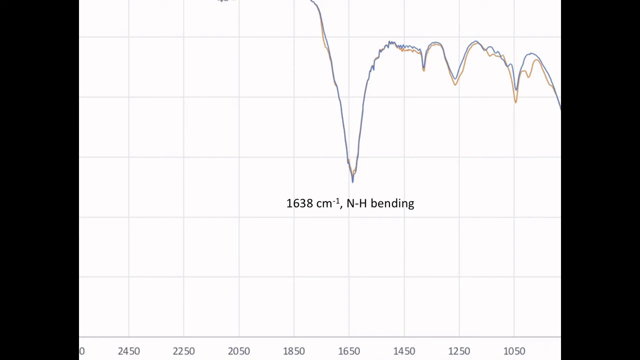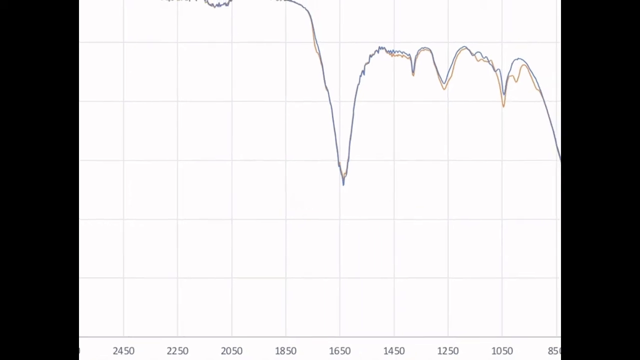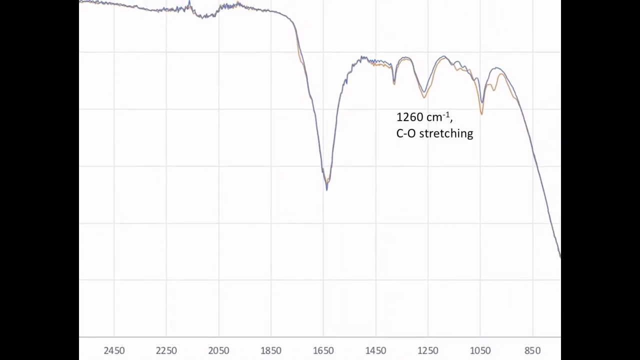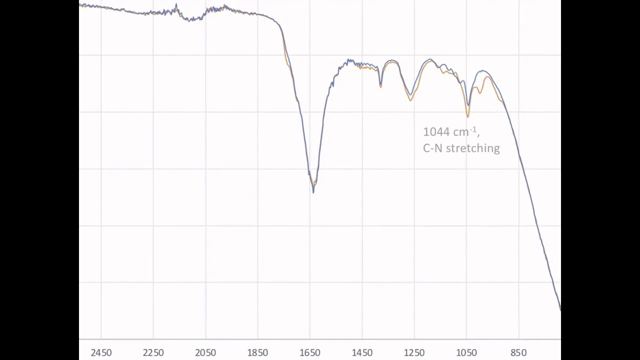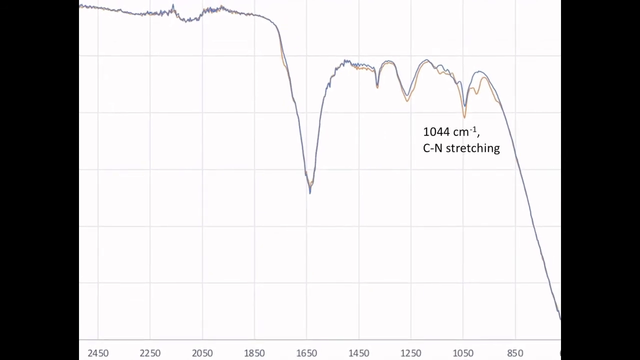The transmission measurement here is attributed to amide due to its NH bending. Meanwhile, at this peak, the transmission measurement is attributed to amide due to its CO stretching. And the transmission measurement at this peak is attributed to aliphatic amines due to its CN stretching.